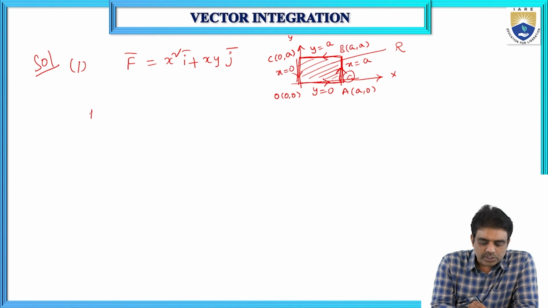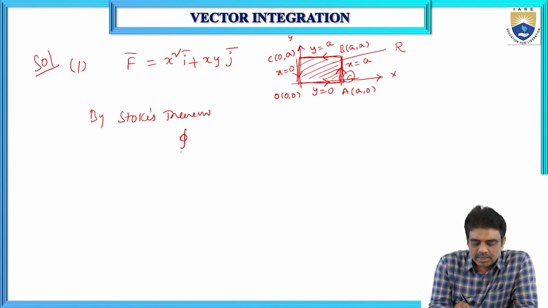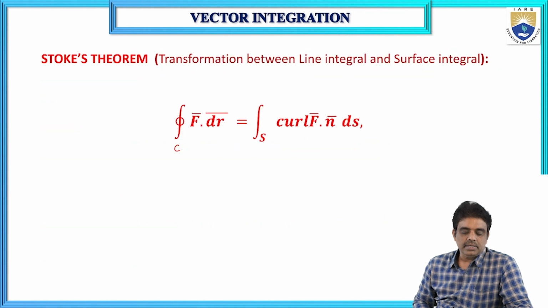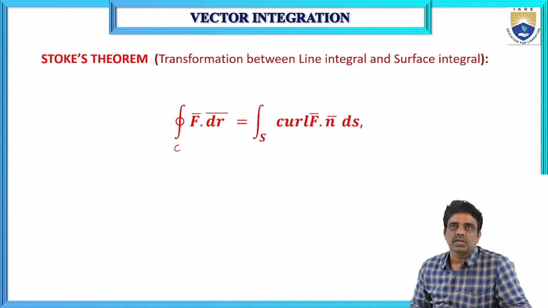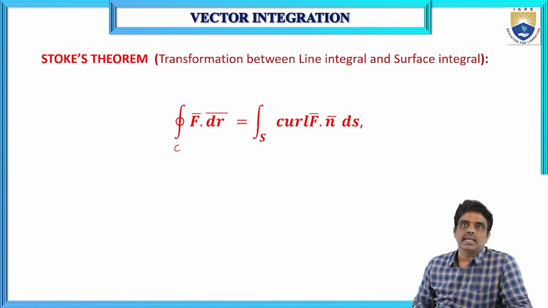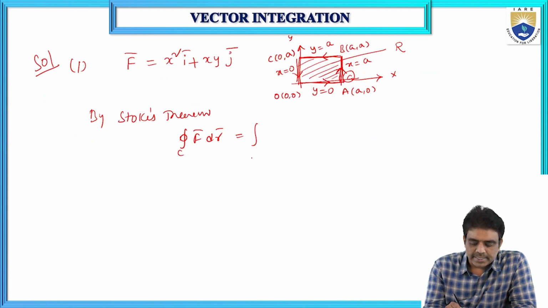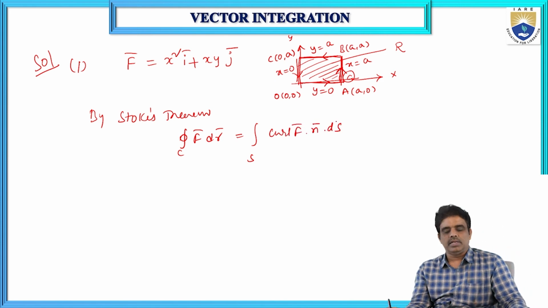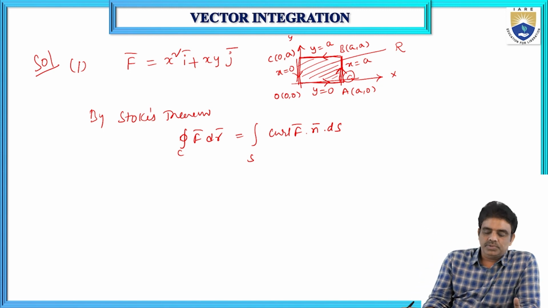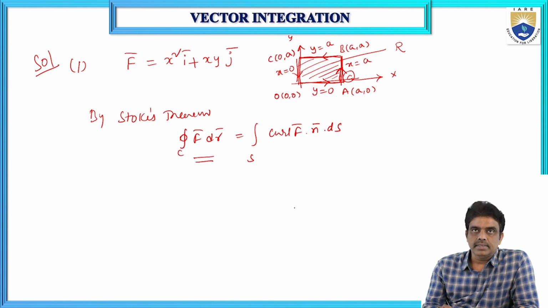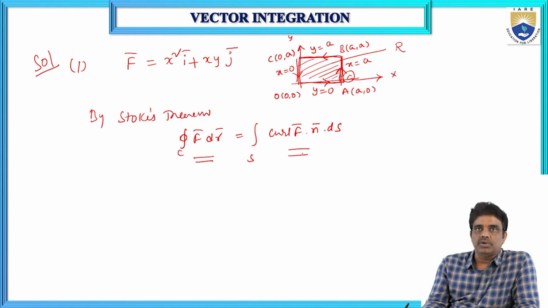Right. So now by Stokes theorem, what we know, I will write: integral over the closed curve C, f bar dot dr bar. What is the statement? Integral of f bar dot dr bar around the closed curve C is equal to integral over S of curl f bar dot n cap into ds, where n cap is the unit outward normal vector. So to verify this theorem, we have to consider the left hand side term and evaluate it, and then go for the right hand side term and evaluate that.